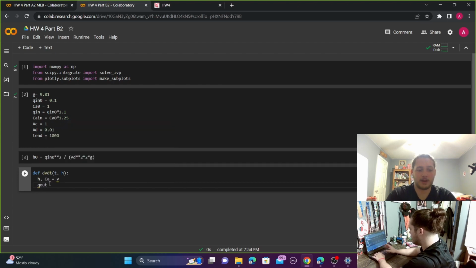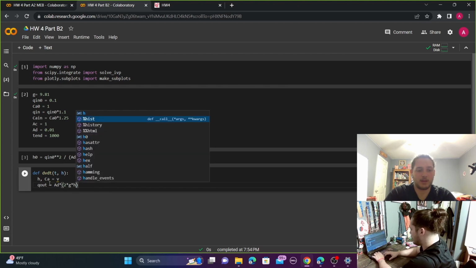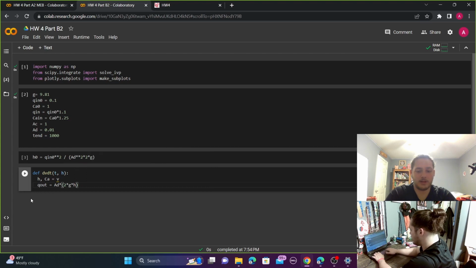So we can go Q out is equal to the area of the drainage hole, and then that is times the square root of 2 times G times H. Times H, and then this is raised to the 1/2 for the square root.